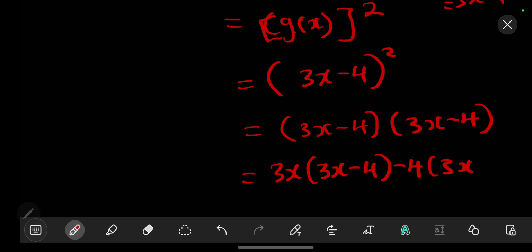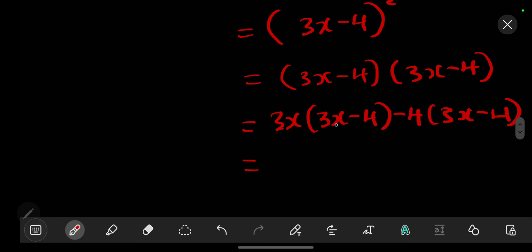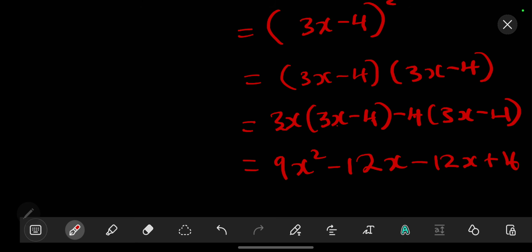So we are going to have a 3x minus our 4 like that. So we are going to get 3x times 3x, it will give us 9x squared. 3x times negative 4, it will give us negative 12x. Negative 4 times 3x, we are going to have a negative 12x. Negative 4 times negative 4, that will be our positive 16 like that.